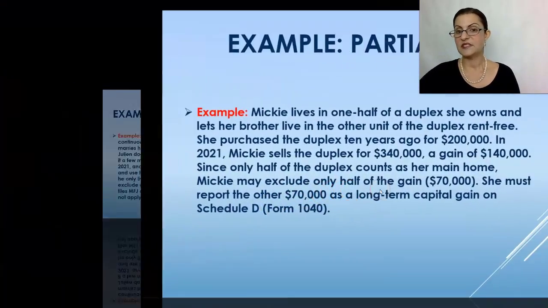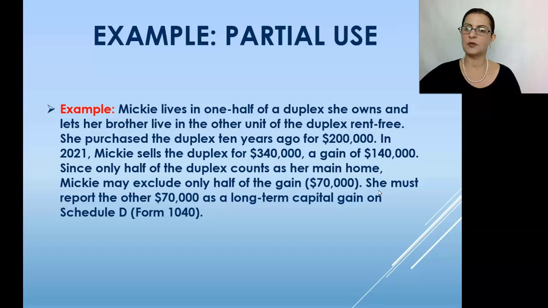Sometimes you will have a property that's a partial use property, which means that only part of the property qualifies as a main home for the taxpayer to exclude a portion of the gain under Section 121.